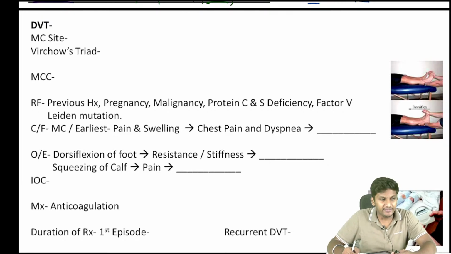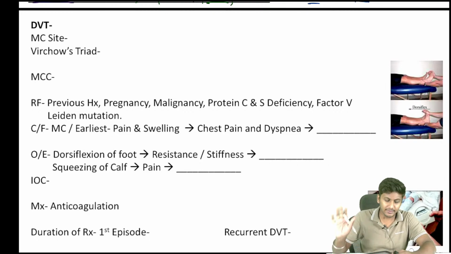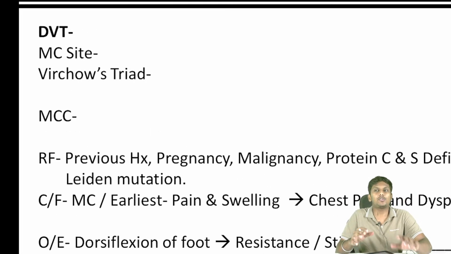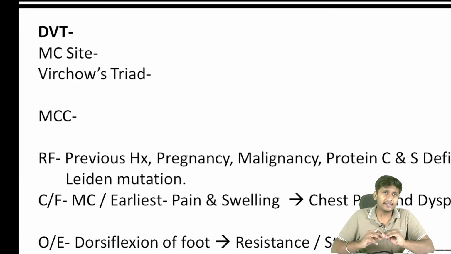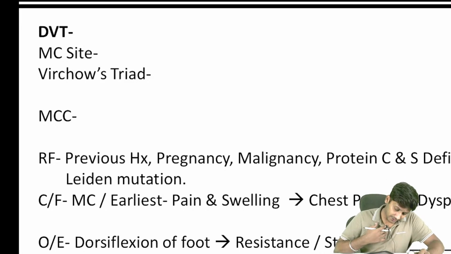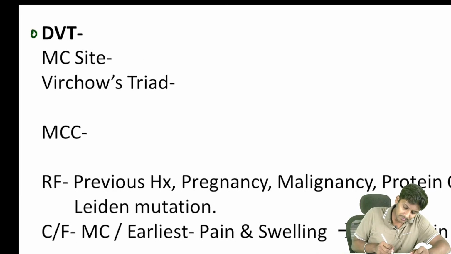Now let's start with DVT. Now let's start with veins. Arteries are done. Okay? So if I talk about veins, I've told you that in lower limbs, in our legs, definitely there are two systems of veins. One is the deep venous system, second is the superficial venous system. First of all, let's talk about the deep venous system of leg, that is known as DVT.